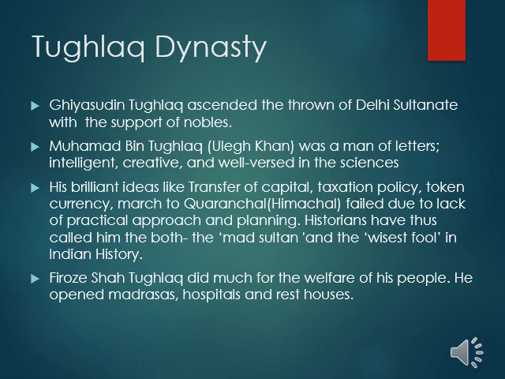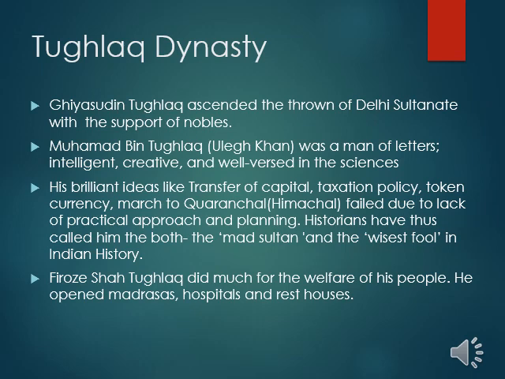Children, after the Khilji dynasty, now we are going to discuss the Tughlaq dynasty. Ghiyasuddin Tughlaq ascended the throne of the Delhi Sultanate with the support of nobles, and the next ruler was Muhammad bin Tughlaq, who is also known as Aulak Khan. He was a man of letters, intelligent, creative, and well versed in the sciences. His brilliant ideas like transfer of capital, taxation policy, token currency, and march to Karachil failed for lack of practical approach and planning. Historians have thus called him both the madman and the wisest fool in Indian history.